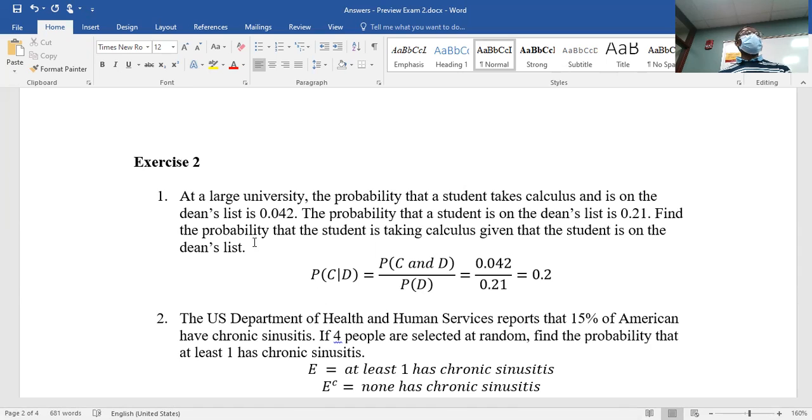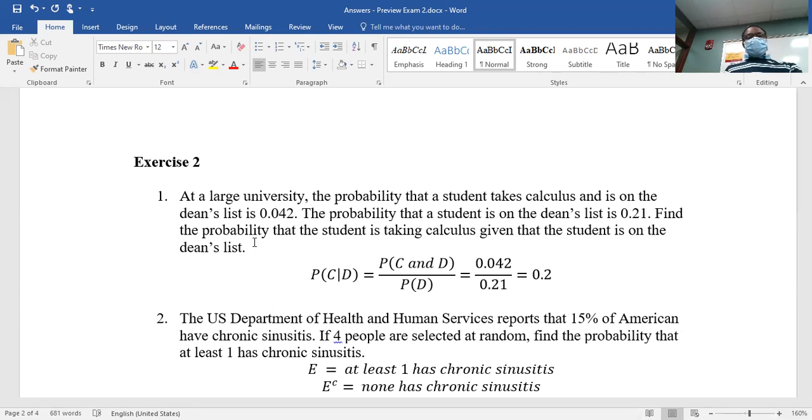So we use the conditional probability formula here. Probability that C given D is probability of C and D divided by probability of D. Because we don't have the counting here, like 12 students that take calculus, 15 that are on the dean's list and all that, we instead have probability. That's why we are not using the N of.